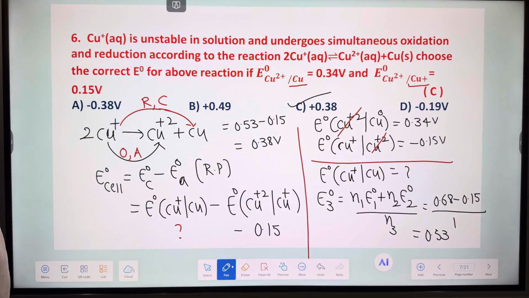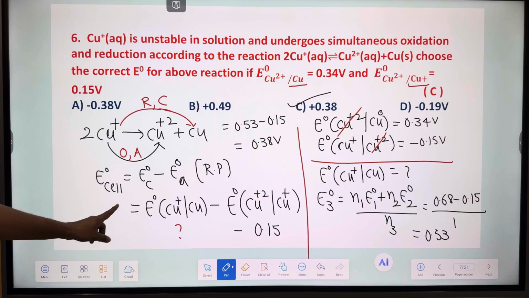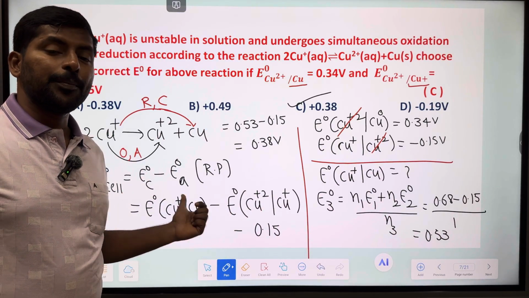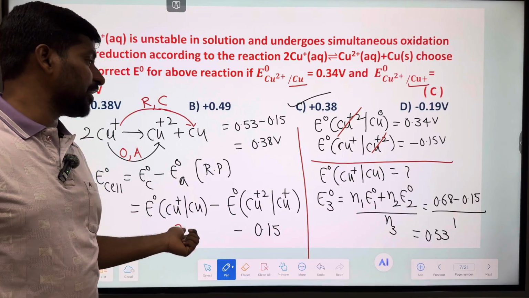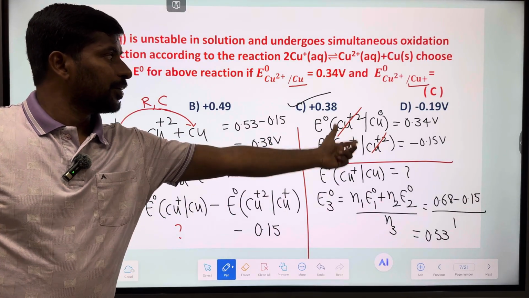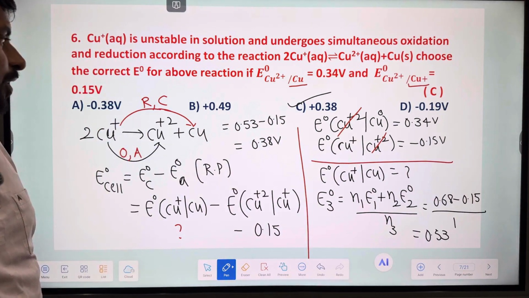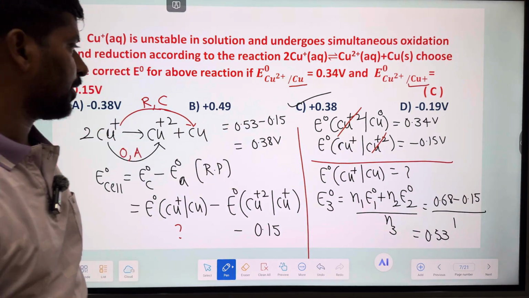That is option C and D. Reduction potential of cathode minus reduction potential of anode, but the reduction potential of cathode is not given directly, so based on the data given, we first calculated the reduction potential of cathode and then substituted here.